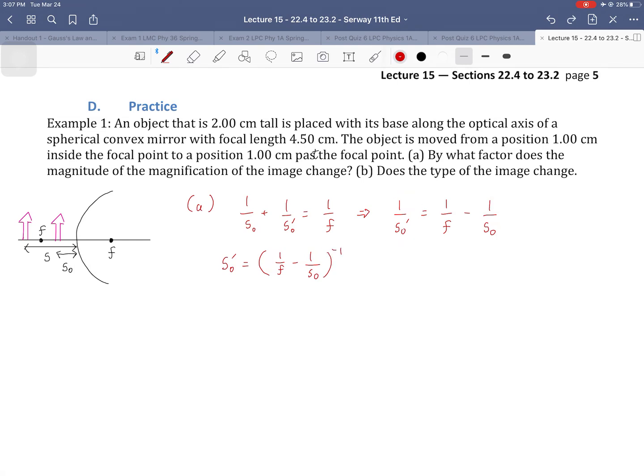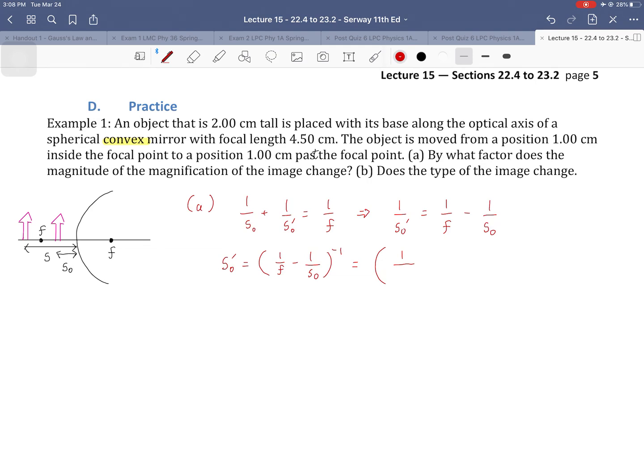So because that got rid of the reciprocal. Okay. And so then I'd have 1 over, okay, and then my focal length is given as 4.5 centimeters. But here's the thing. It's a convex mirror. And I know for convex mirrors, focal lengths are always defined as negative. Always. Whereas for concave mirrors, focal lengths are always defined as positive.